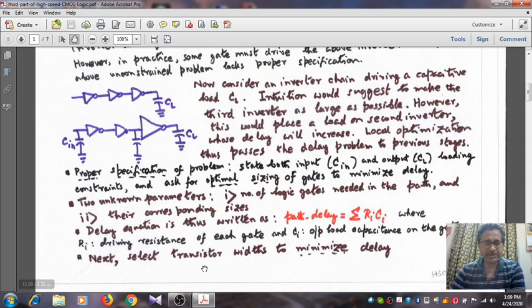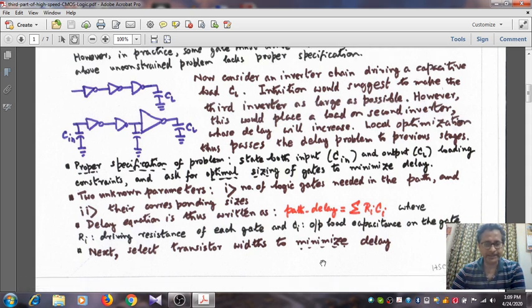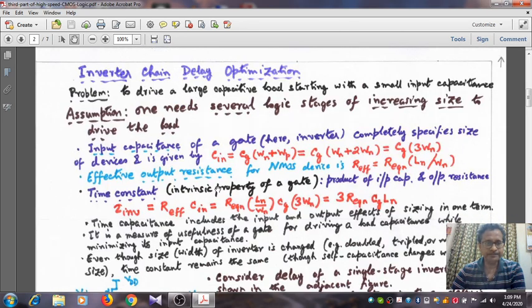Next we have to select the transistor width to minimize the delay. So, the inverter chain delay optimization problem, let me state it clearly. We have to drive a large capacitive load starting with a small input capacitance. The large capacitive load we abstract by the term CL and the small input capacitance Cin. So the assumption is that one needs several logic stages of increasing size to drive the load.